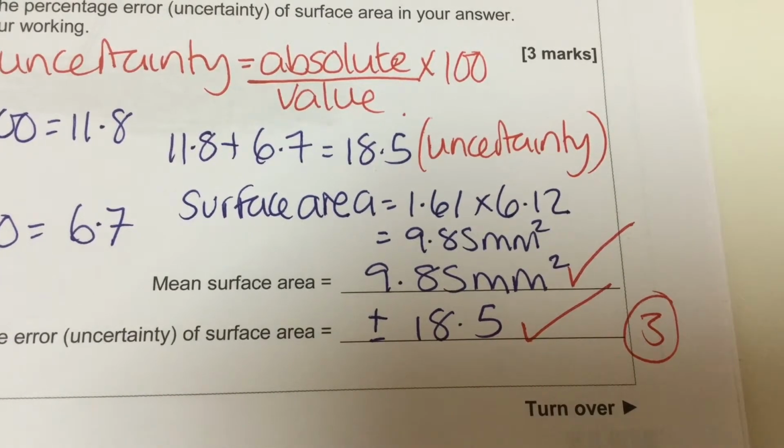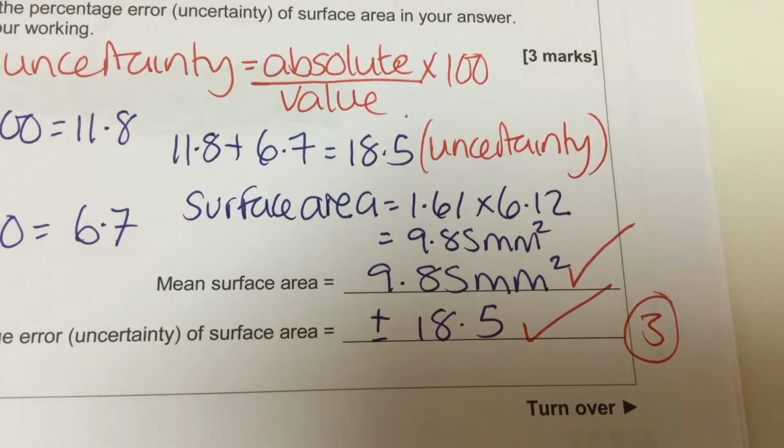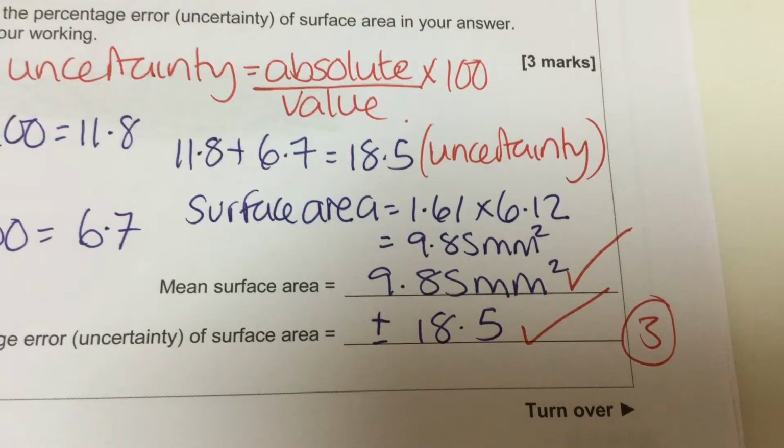So you got all 3 marks if you got both answers correct. You got 2 marks if you got one answer correct, and you got 1 mark if some of the working there was correct.